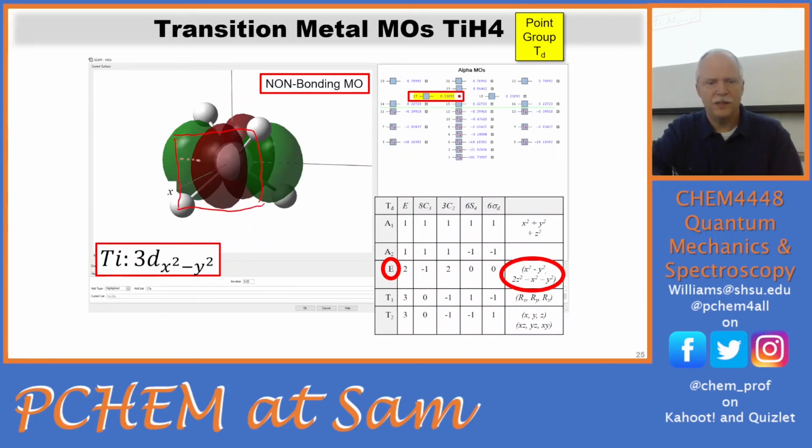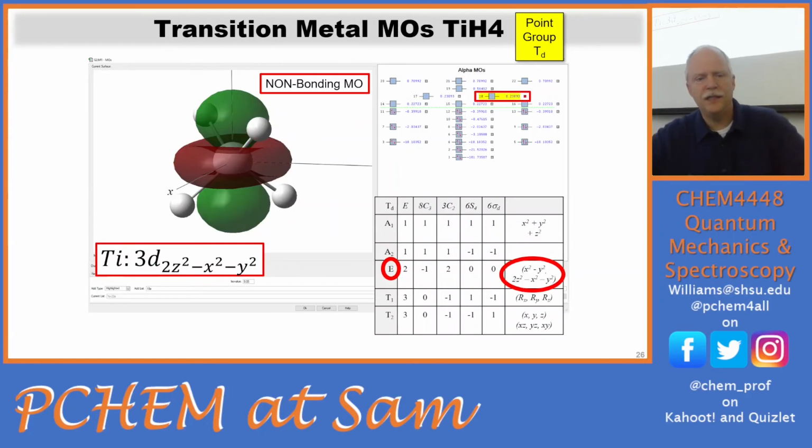So this piece is the x squared piece. And going out of the side of that cube, this piece right here is the y squared piece. And they're opposite sign, which means they're different color. So that's the x squared minus y squared. And then here's the 2z squared minus x squared minus y squared.